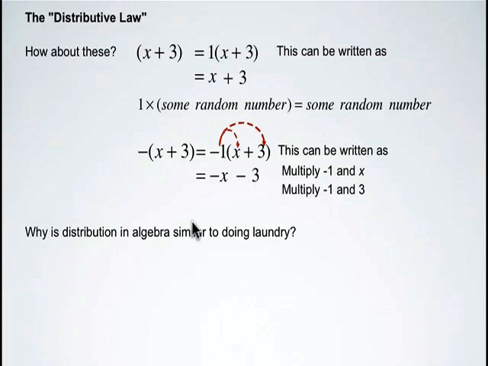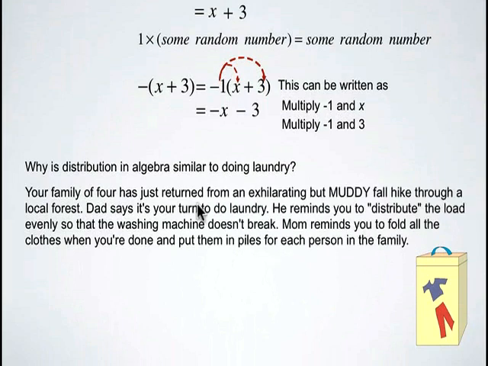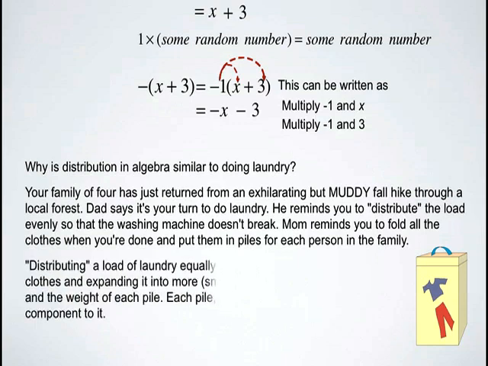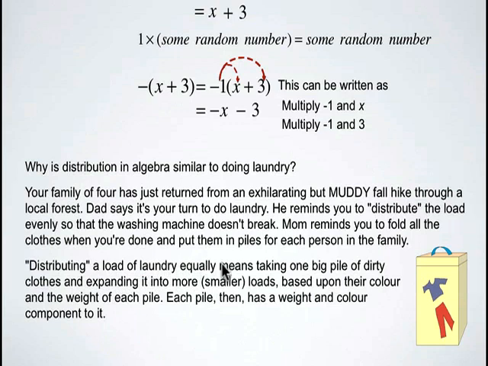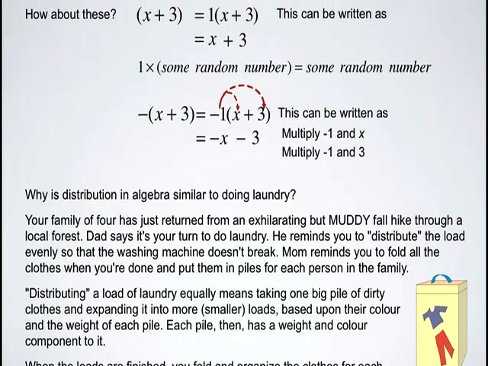So now some say that distribution in algebra is similar to doing laundry. Well, why is that? So your family of 4 has just returned from an exhilarating but muddy fall hike through the local forest. Dad says it's your turn to do the laundry. He reminds you to distribute the load evenly so that the washing machine doesn't break. Mom reminds you to fold all the clothes when you're done and put them in piles for each person in the family. So distributing a load of laundry equally means taking one big pile of dirty clothes and expanding it into more or smaller loads based upon their color and weight of each pile. Each pile then has a weight and color component to it. When the loads are finished, you fold and organize the clothes for each person.